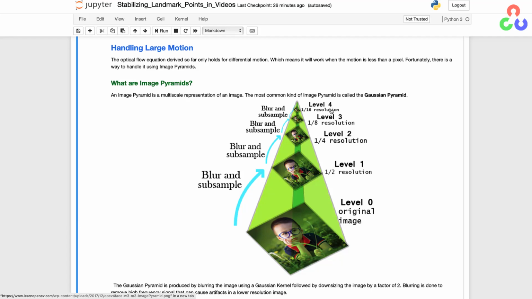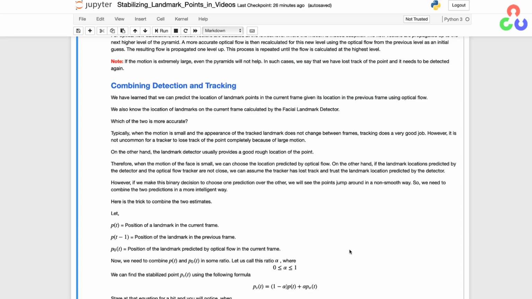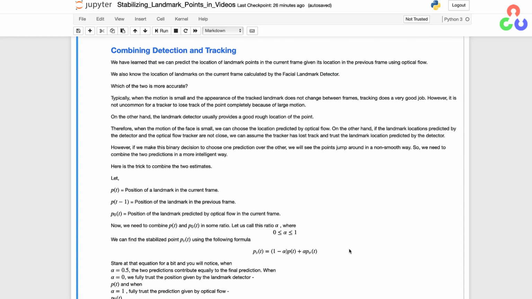However, they are not guaranteed to work when the motion is extremely large. So what do we do? Well, we have to combine detection with tracking. We cannot rely on tracking all the time. We have to combine some way of detecting the landmarks. Fortunately for us, facial landmark detection is very fast and we can detect the landmarks on every frame if necessary. Now the question is, we have two estimates. We have an estimate of facial landmarks based on tracking, and we have another estimate based on detection. Which one do we trust?